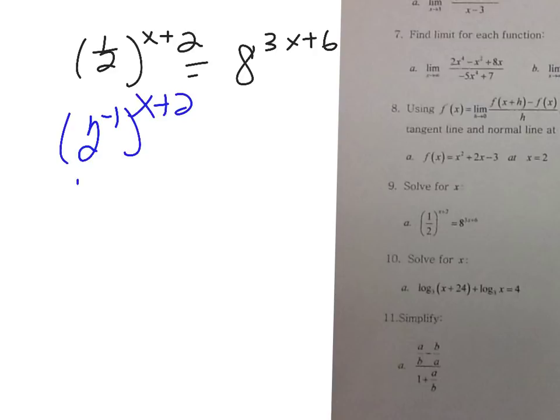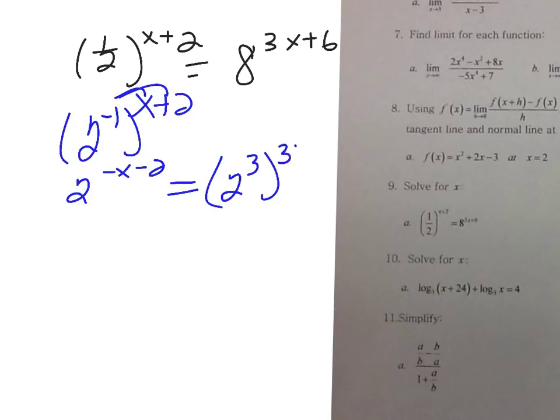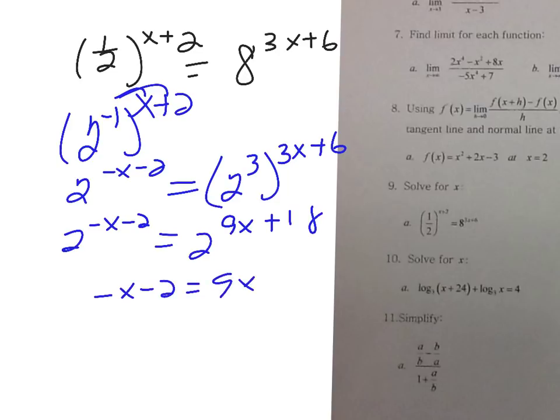All right, so then this here is 2 to the -x minus 2 when I distribute the negative. 8 with base 2 would be 2 to the 3rd, raised to the 3x plus 6. So this is 2 to the -x minus 2 equals 2 to the 9x plus 18. So -x minus 2 equals 9x plus 18. So then we solve this. Add x, minus 18. I get -20 equals 10x. So x is equal to -2.